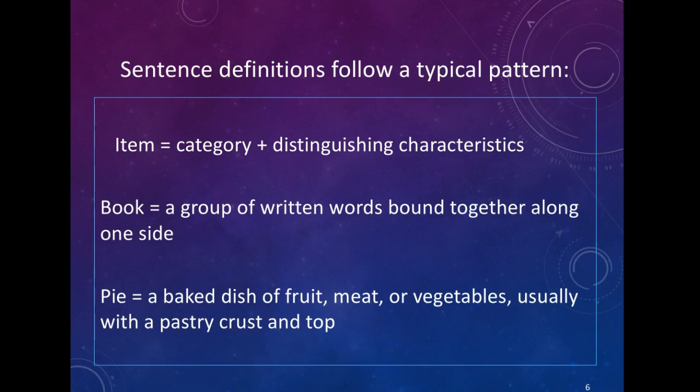A pie, a baked dish of fruit, meat, or vegetables, usually with a pastry crust and top. Oh, that should say crust and bottom, okay? So we've got a baked dish of fruit, meat, or vegetables, and then usually a pastry crust and top. So there you go.